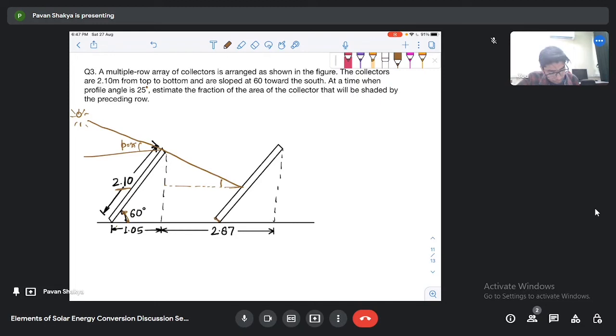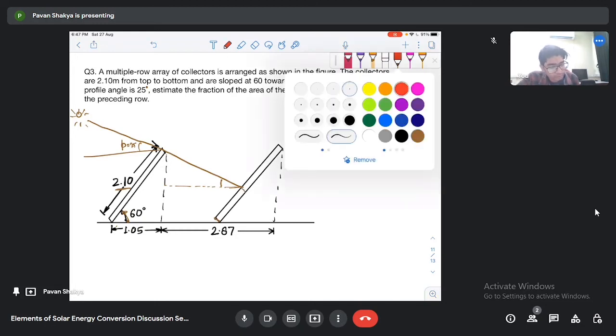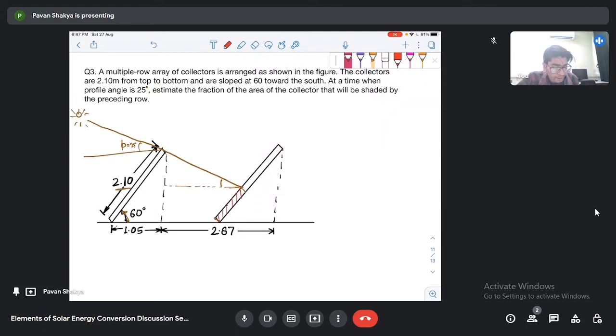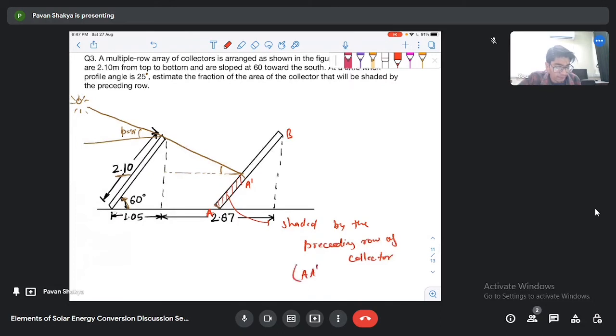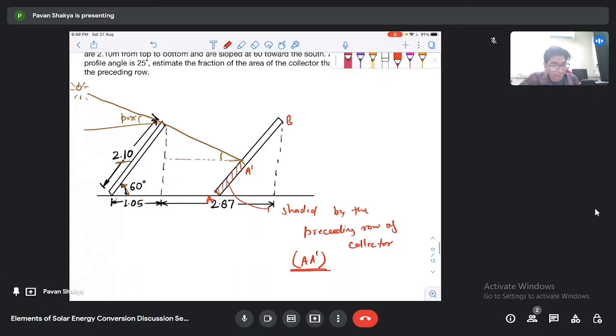This portion will be shaded by the preceding row of collector. Suppose this is our A point, this is our A prime, this is B, then this portion A prime B is shaded by the preceding collector. Okay, that we need to calculate. So how will we approach it? So we will see in this.